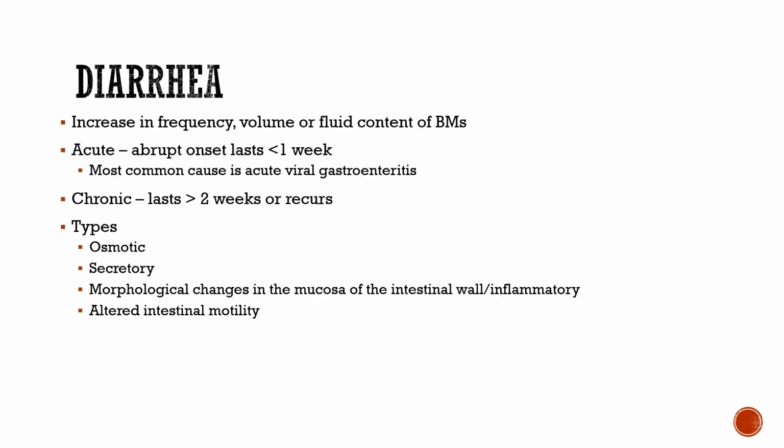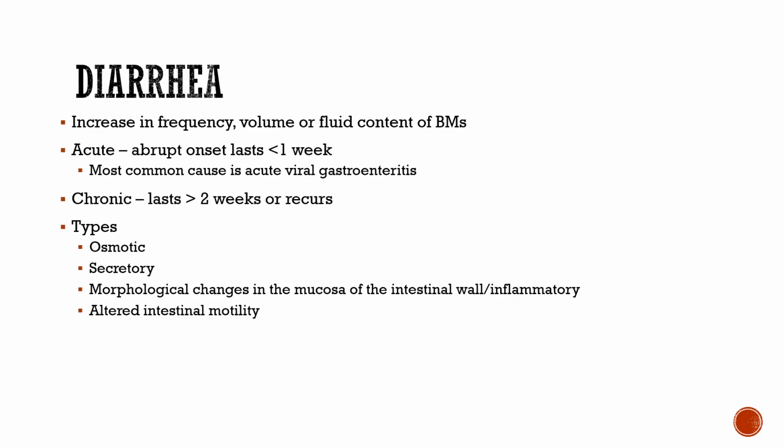Another type of diarrhea is secretory, acute and chronic diarrhea that is caused by toxins such as E. coli, viruses, norovirus, also by laxative abuse or endocrine tumors that stimulate the pancreatic or intestinal secretion. This overstimulates the bowel. Morphological diarrhea are changes in the mucosa of the intestinal wall from inflammation, and the classic examples of these are Crohn's disease and ulcerative colitis. These cause inflammation of the intestinal lumen, which causes diarrhea.